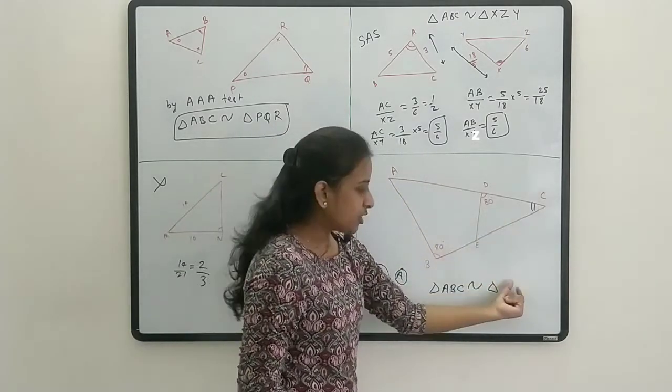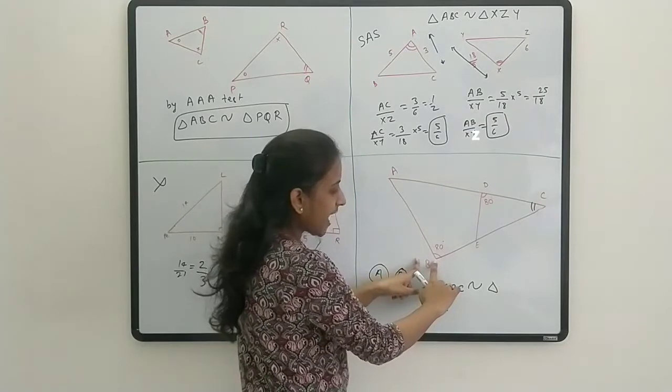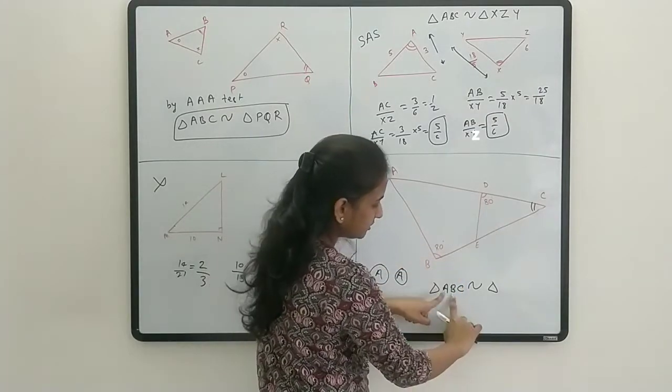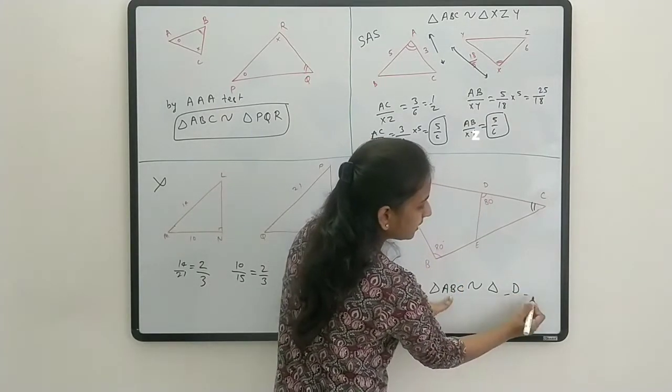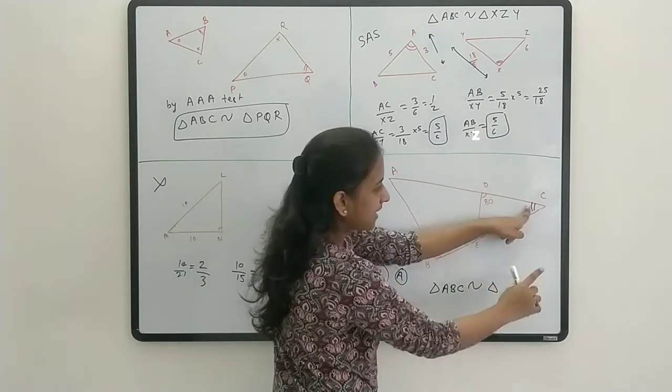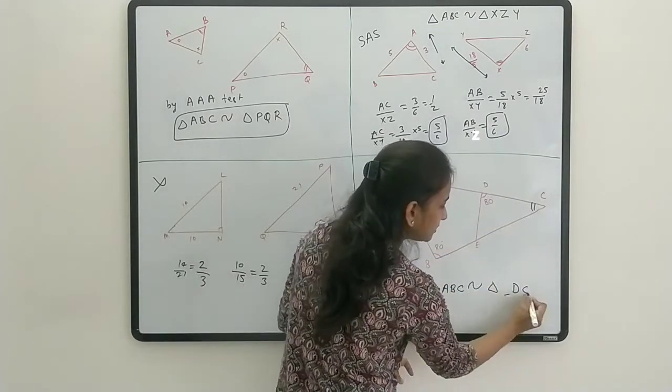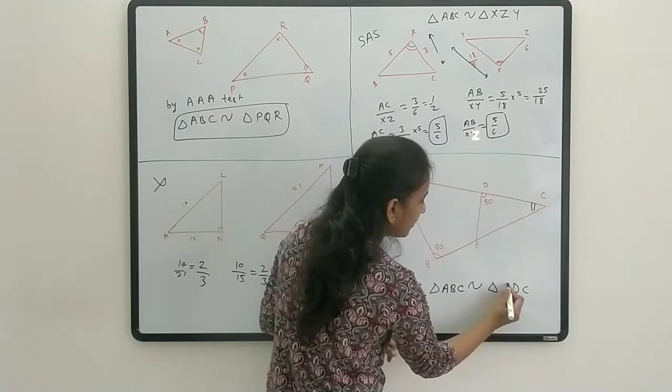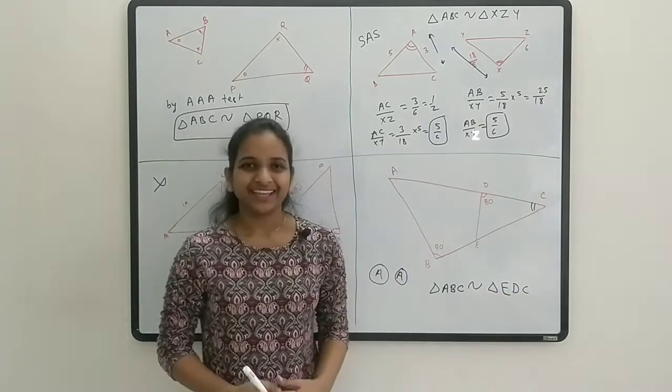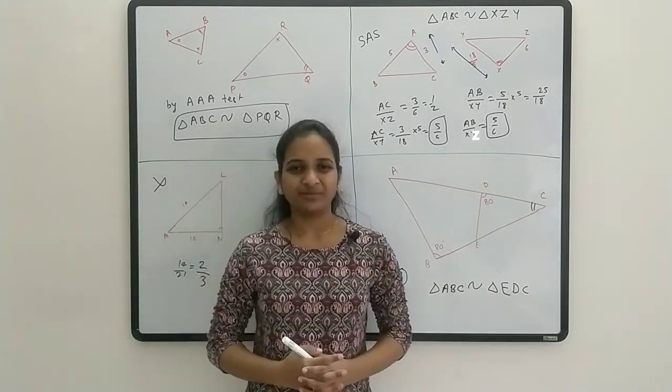How to write this correspondence here? For angle B, it is angle D. So we should write D. Fine. Now for angle C, we should write angle C. So what is the left one? Vertex E. Got it?